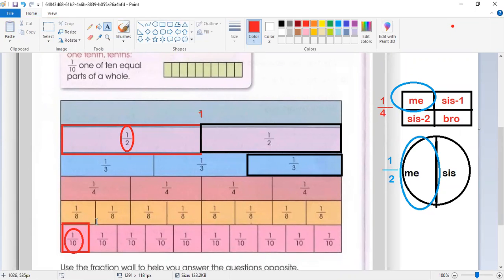Now look at this piece. Now imagine that this big piece, 1, is for you. But if you divide it among different people, look, it will change like this.